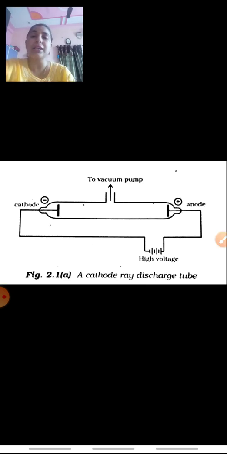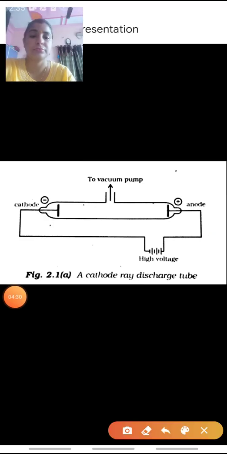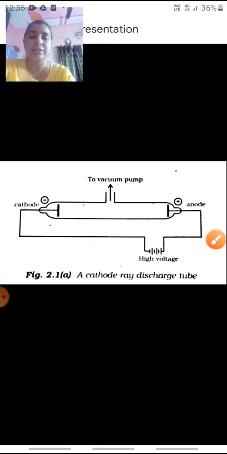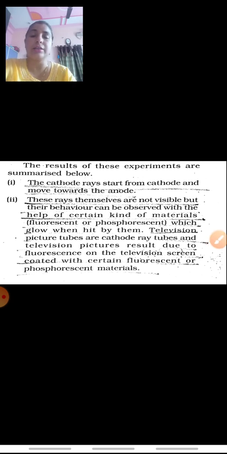Now, see, Faraday conducted the cathode ray discharge tube experiment. In this experiment, what is there? We have an evacuated glass tube which has two electrodes, the positive and the negative electrode. A gas is filled inside this, a vacuum pump is there, and when electricity is passed through this, the rays came out. And the result of these experiments, I'll read it out for you. The cathode rays start from cathode and move towards the anode. The rays will come out when high voltage is passed, and they come out from the cathode side and move towards the anode side.